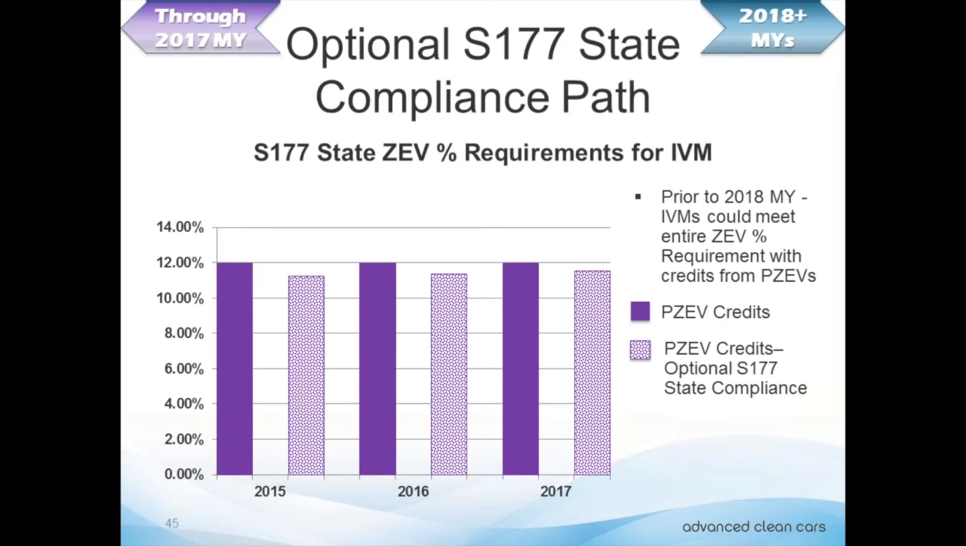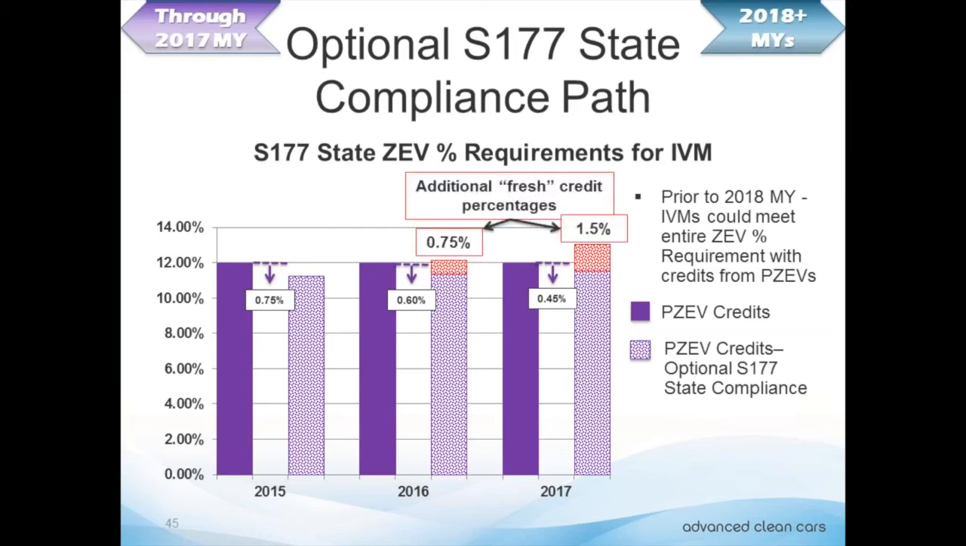In addition, intermediate volume manufacturers will also have to produce additional fresh ZEV credit percentage, ZEV credits in each of the Section 177 states, which you can see represented by the spotted red bars. There is an additional flexibility for IVMs who wish to participate in the optional Section 177 state compliance path, but who are not transitioning to large volume manufacturer status until after 2018 model year.